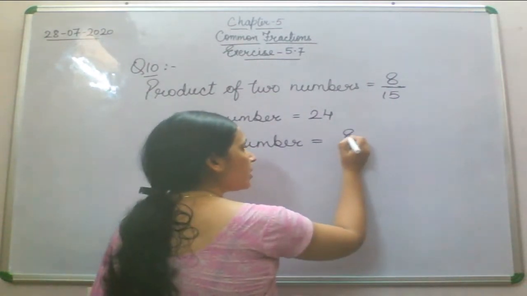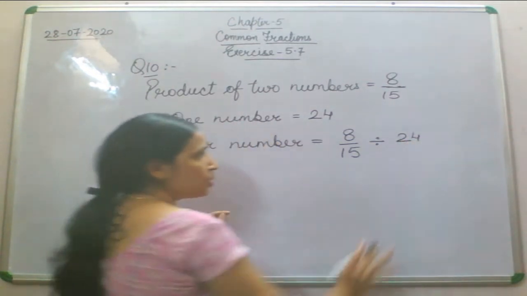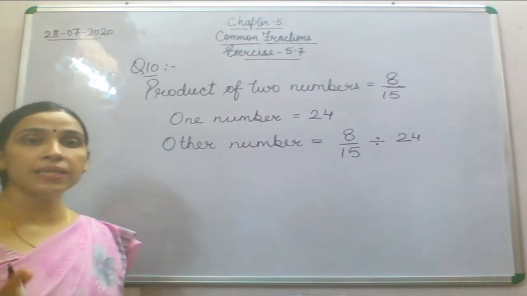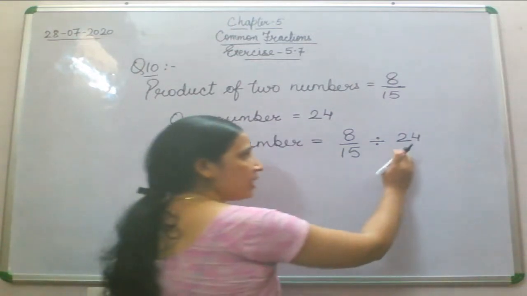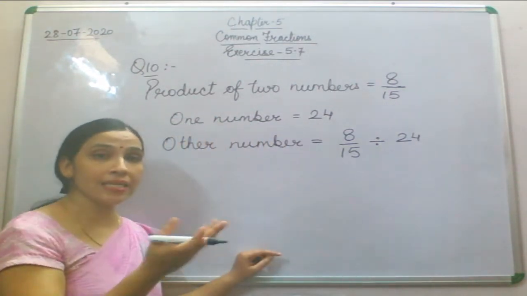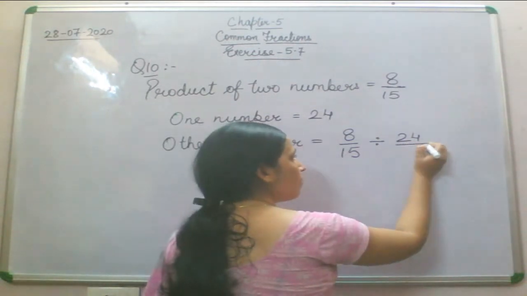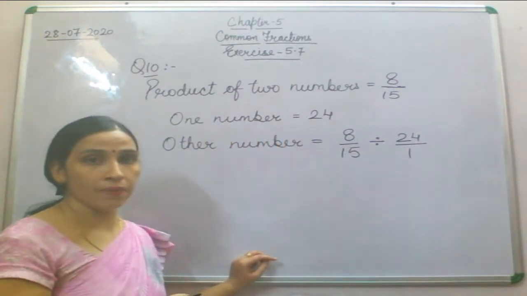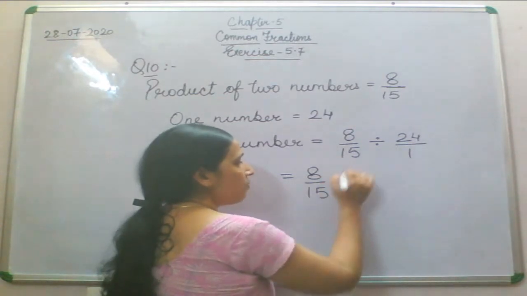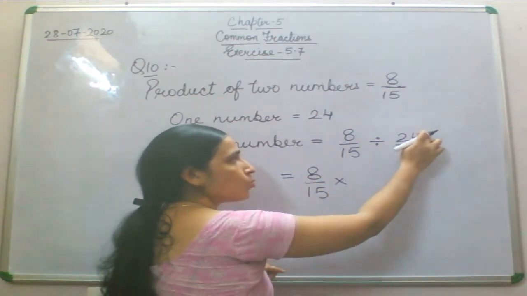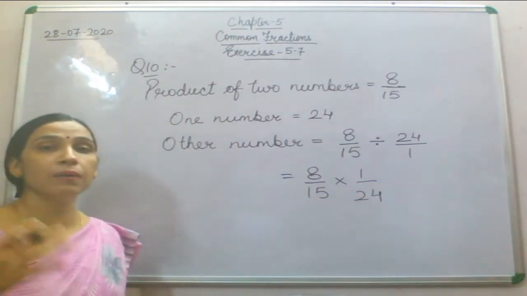What we will do, product will be divided by one number, that is 24. So here 24. Now 24 will be considered as a whole number. So we don't have anything in the denominator. So what will we write here? We will write 1 over there. Fine. So this division must be changed into multiplication. So whenever we change it into multiplication, this 24 by 1 will become 1 by 24. That will become opposite. That will become reciprocal.